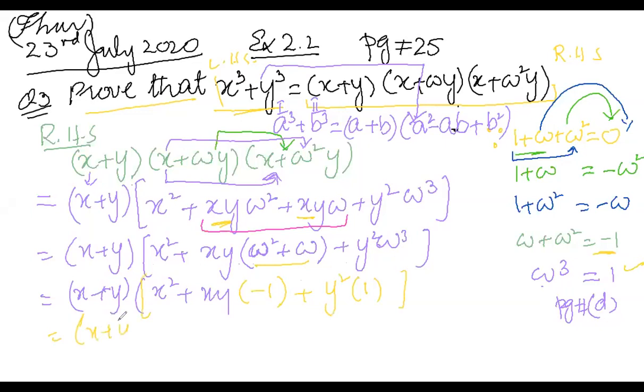Now x plus y we will write as it is. Again we can write it like this: x square plus this. Plus and minus will multiply with each other, plus multiplied with minus will get minus, and minus xy. Now plus 1, plus we will write as it is. This plus y square will multiply with this, will get the same value, y square. Now if you conclude this formula, you will get x cube plus y cube, which is equal to the right hand side. Hope you got it.